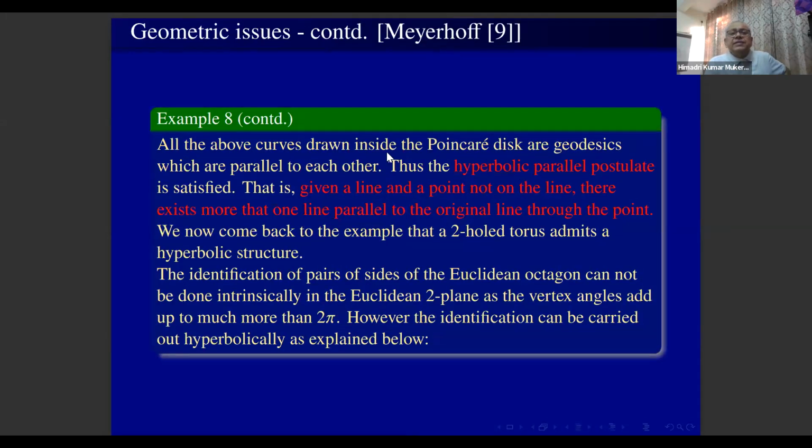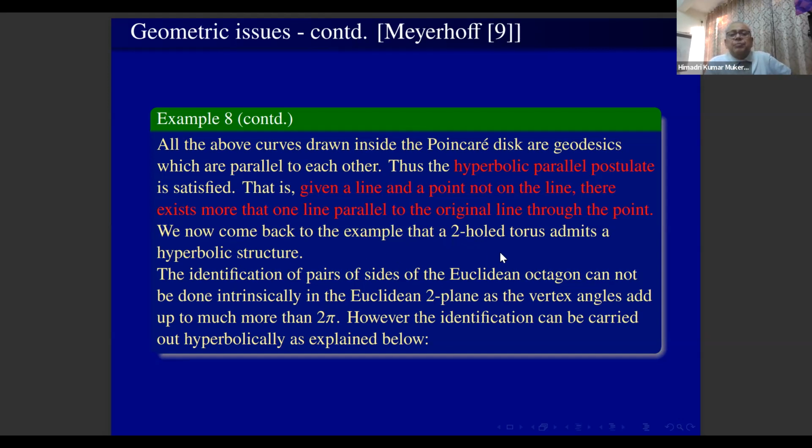All the above curves drawn inside the Poincaré disk are geodesics, which are parallel to each other. Thus, the hyperbolic parallel postulate is satisfied. That is, given a line and a point not on the line, there exists more than one line parallel to the original line through the point. So, the Euclidean parallel postulate says that if you take a line and a point outside, then you can have a parallel line, but they will never intersect. But in this case, they will intersect.